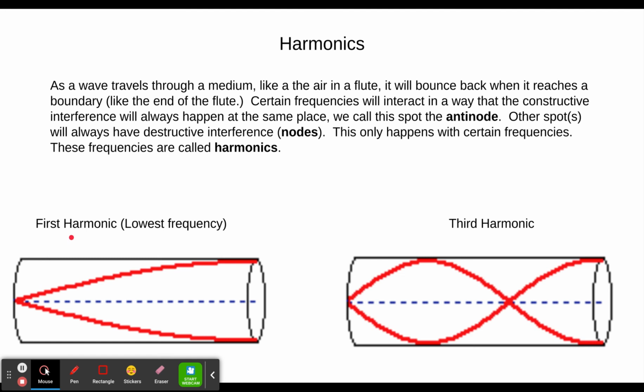So we have a first harmonic, a third harmonic, a fifth harmonic, a seventh harmonic, because all of those have that extra quarter wavelength that allows us to have an antinode at one side and a node at the other side. I find the easiest way to count these is by looking at what's in the middle.